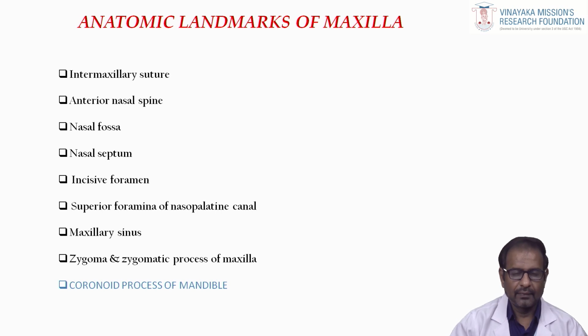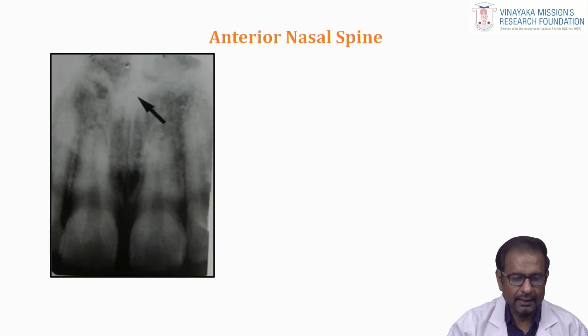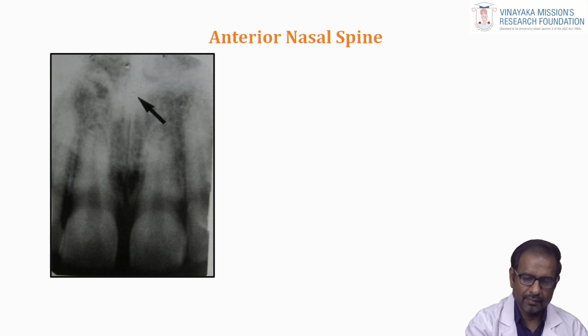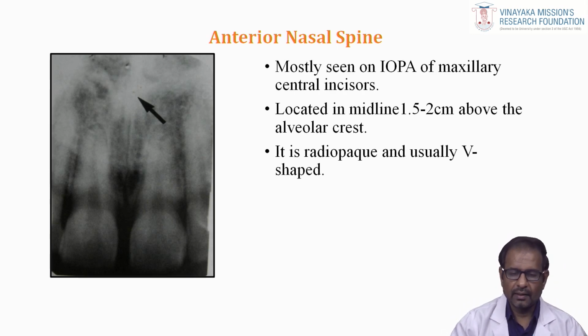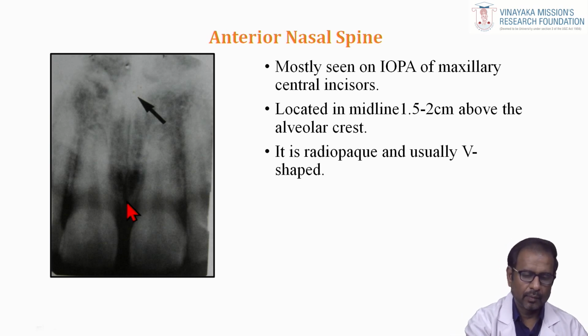Let me see how it appears in the maxilla. First is the anterior nasal spine. Here in this radiograph, mostly seen in the IOPA of the maxillary central incisors, it is located in the midline 1.5 to 2 centimeters above the alveolar crest.